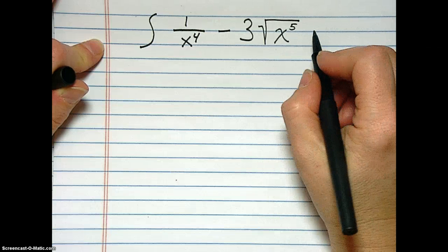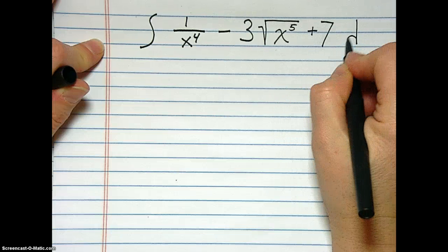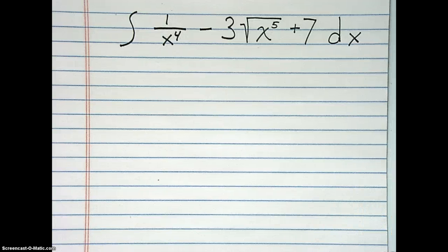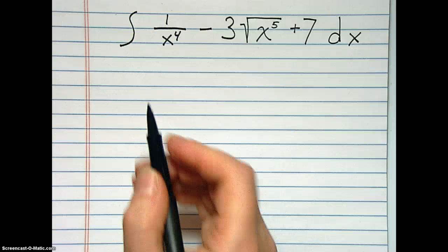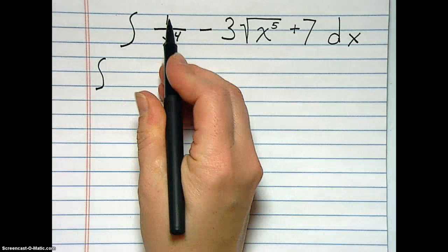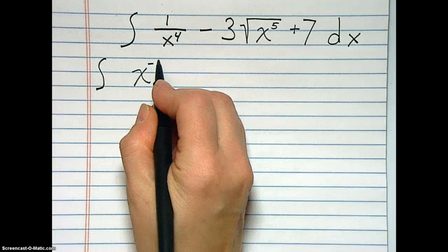And let's go ahead and actually also do plus 7 dx. That's a lot of stuff, but we can handle it. Okay, what do we got to do first? Rewrite. Okay, we're going to rewrite. So we still haven't integrated yet, so we still need this thing. So how do we write 1 over x to the 4th? X to the negative 4th.